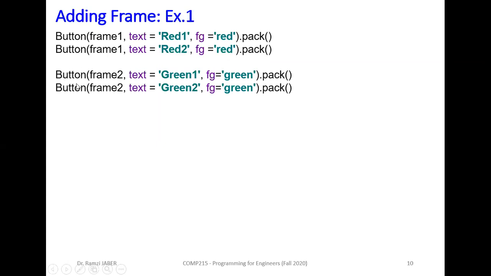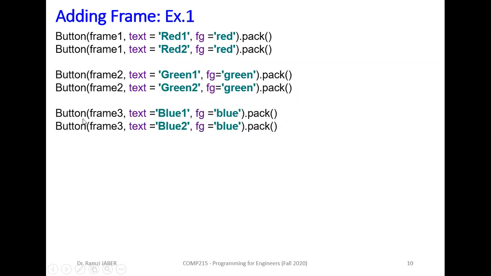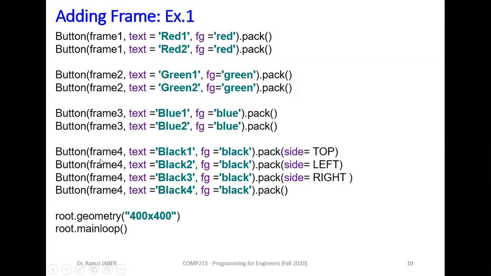The same, we put another two buttons inside the frame two, but now called green one, green two, and their colors green, dot pack, dot pack. The same, we put two blue buttons, blue one, blue two, inside the frame three, dot pack, dot pack. But inside the frame four, we put four buttons, each one called black one, two, three, four, colors black. And we can use inside the frame also dot pack side equal top, dot pack side equal left, dot pack side equal right, and nothing, and nothing. When we put nothing inside pack, it means in the middle. If we want to move the widget top, left, right, or bottom, okay?